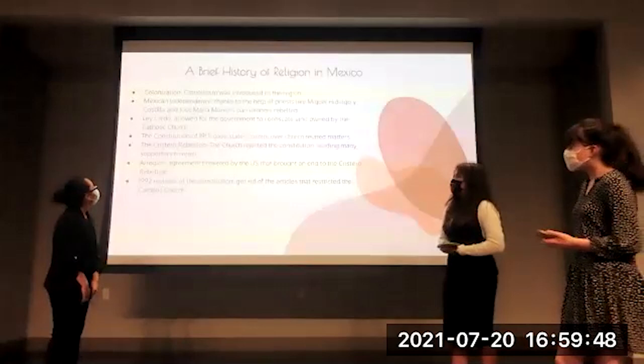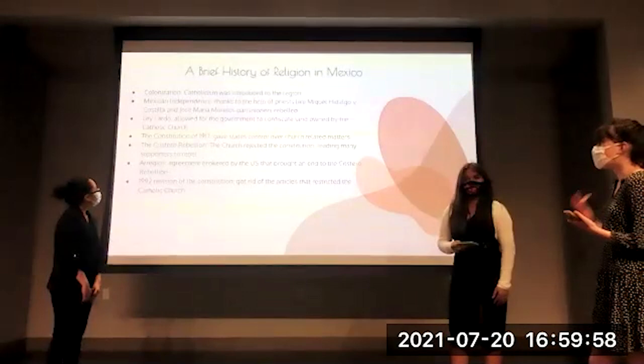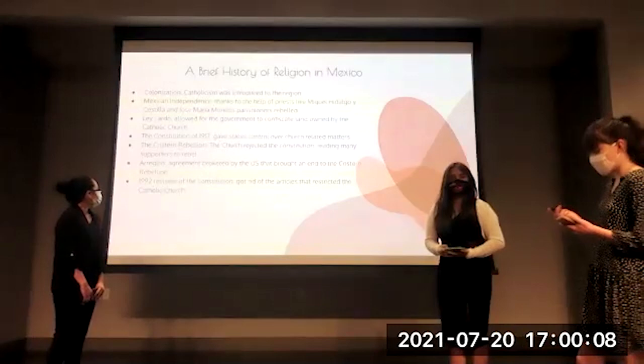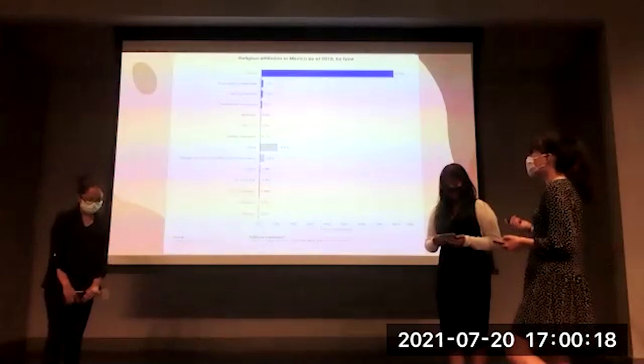So Catholicism was first introduced to the region in the mid-16th century due to Spanish colonization. But by the mid-1800s, the church had become so powerful that changes were made to the constitution to separate the church and the state. However, Catholicism is still very prevalent in both Mexican society and politics to this day. As you can see from this graph, nearly four-fifths of Mexicans are identified as Catholic, making it the most prominent religion in the country by far.